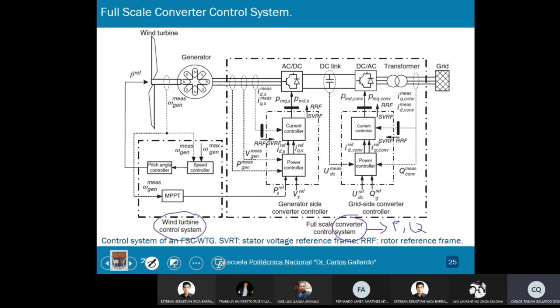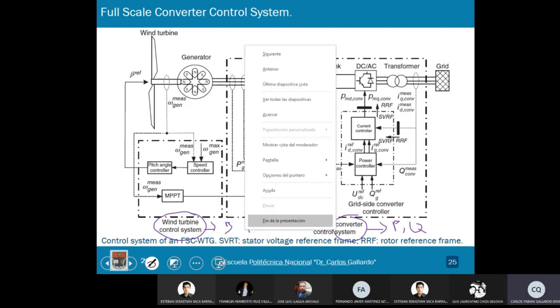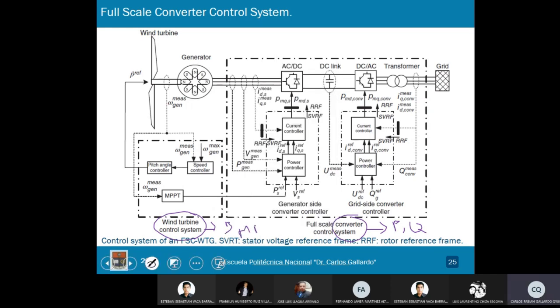Do you remember the objectives of the wind turbine control? The first one is the pitch angle control, and the second is the maximum power point tracking. These are the two objectives of the wind turbine control system. For the converter control system, I will have two objectives too. The first one is the decoupling control of the active and reactive power.